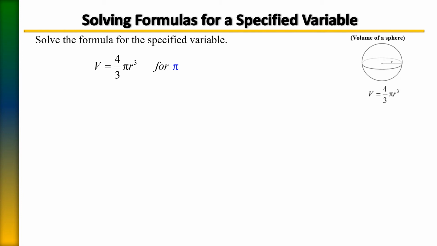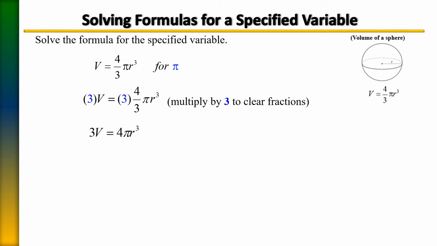So, step one, whenever there is a fraction or rational expression involved, you must take the denominator or the LCD and multiply both sides of the equation by that number. In this case, it's 3, so let's go ahead and multiply both sides of the equation by 3 so that we can clear that fraction. So on the right side, once we cancel those 3's, what we're going to have is 4 pi r cubed. And on the left side, we have 3v.